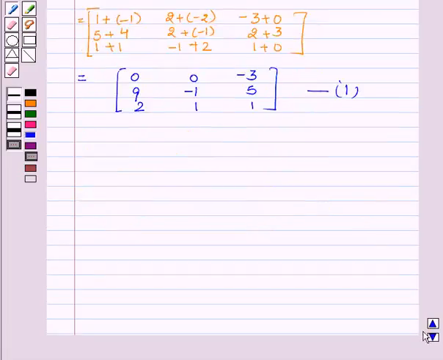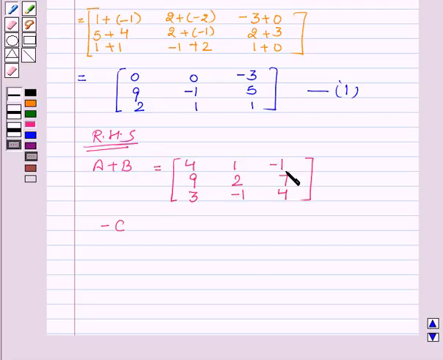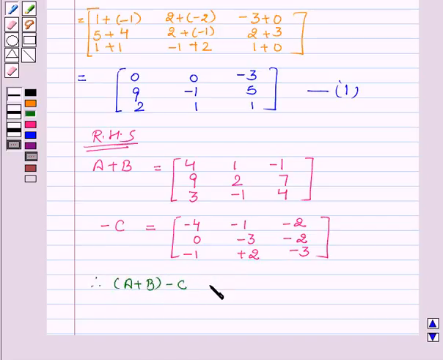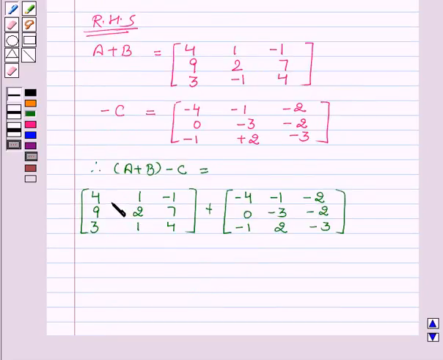Now, we'll see the RHS. A plus B, we already have calculated the value of A plus B, which is equal to 4, 1, minus 1, 9, 2, 7, 3, minus 1, 4. And we also know the value of minus C, which is equal to minus 4, minus 1, minus 2, 0, minus 3, minus 2, minus 1, plus 2, minus 3. Therefore, (A plus B) minus C equal to matrix 4, 1, minus 1, 9, 2, 7, 3, minus 1, 4 plus matrix minus 4, minus 1, minus 2, 0, minus 3, minus 2, minus 1, 2, minus 3.